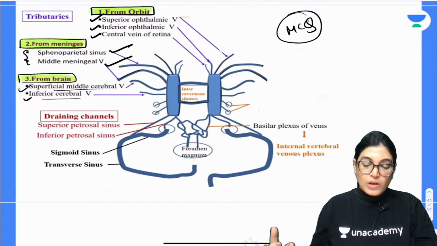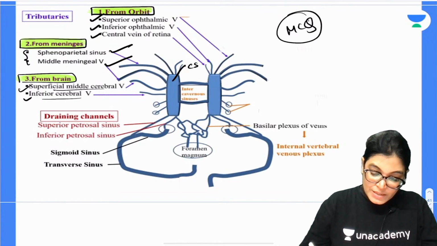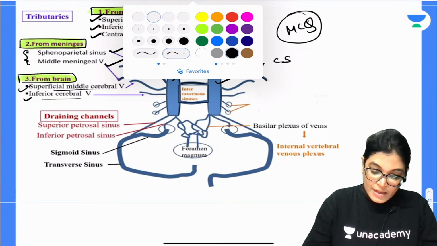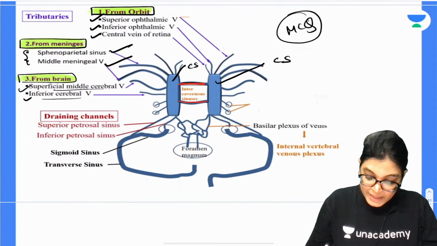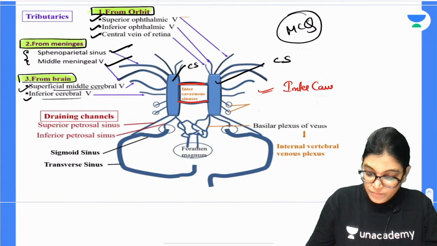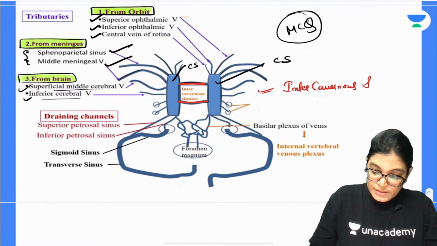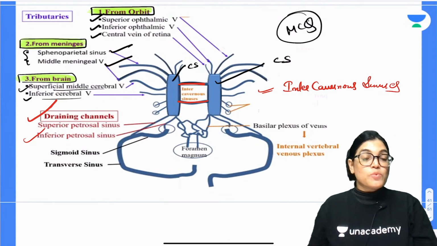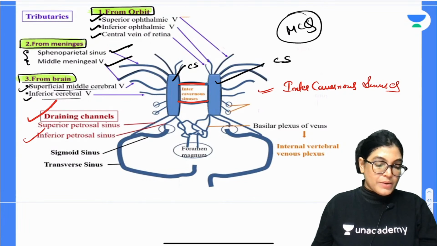Now, if I talk about the communication, this is one side cavernous sinus, this is the other side cavernous sinus. The two sides of the cavernous sinus communicate with each other. These are called intercavernous sinuses. Now, draining channels. We have two draining channels: one is the superior petrosal sinus, the other is the inferior petrosal sinus.